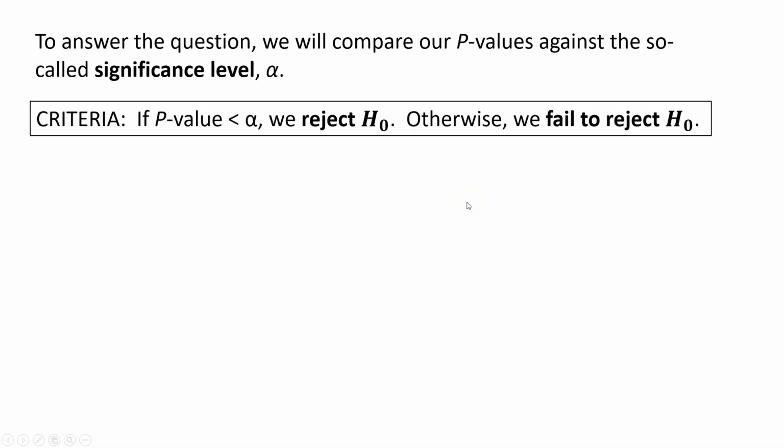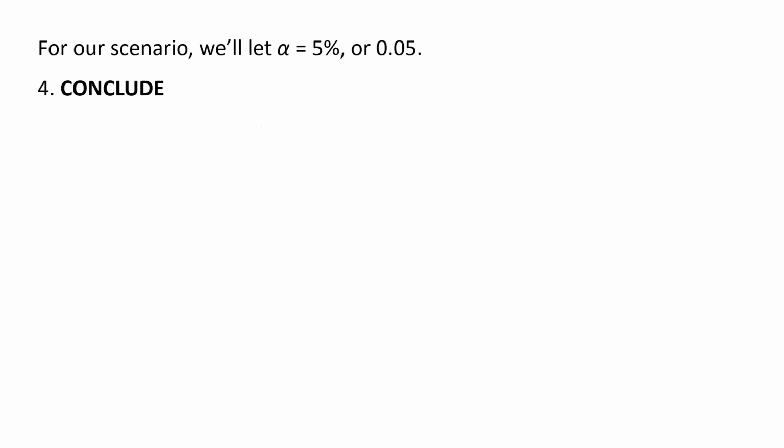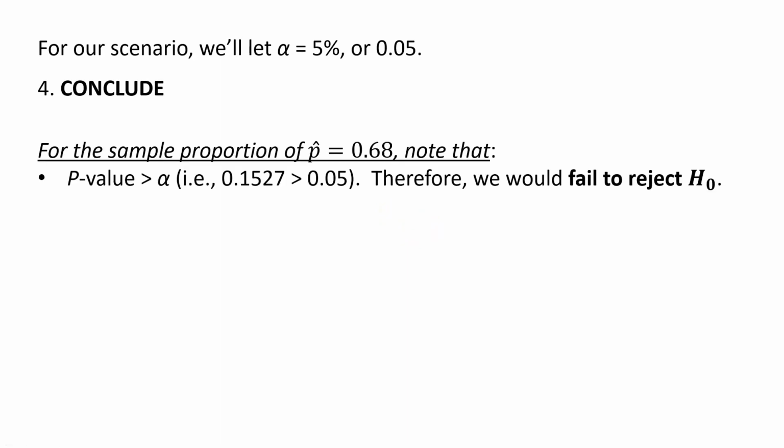And here's the criteria that we're going to use. If the p-value is less than alpha, then we will reject the null hypothesis. Otherwise, we fail to reject the null hypothesis. So let's take a look at it for the scenario that we've been dealing with. For that scenario, we're going to let alpha, the level of significance, be 5% or 5/100ths. So the fourth and final step of our hypothesis test process, the conclude part, would be as follows.